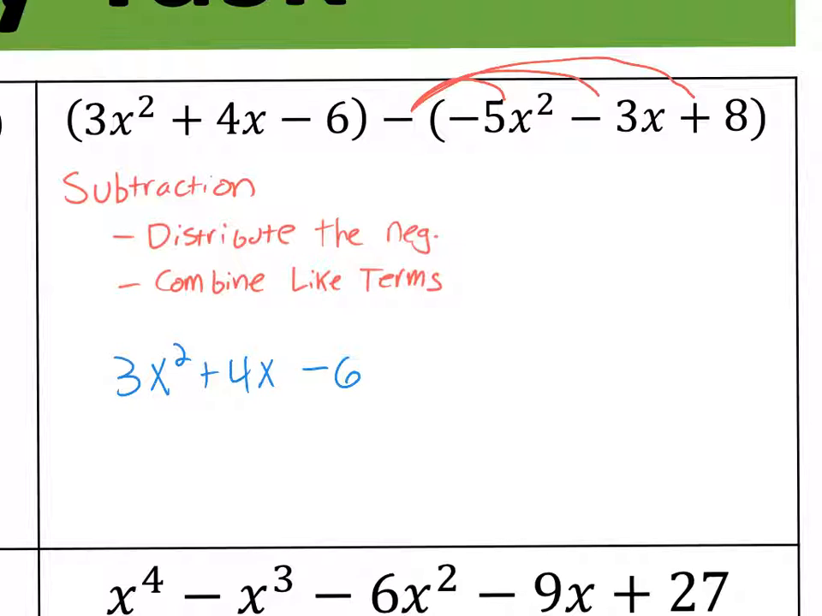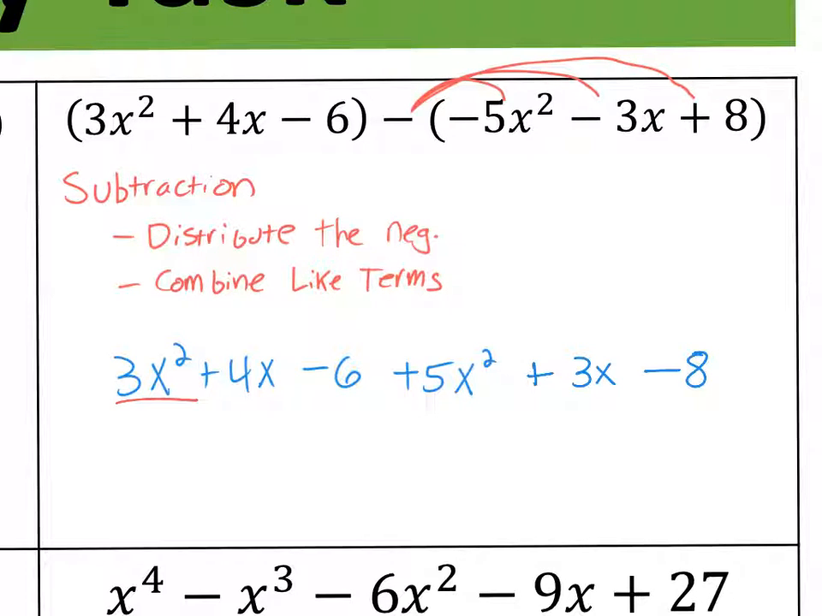So what was negative 5x, it changes the sign. So it's a positive 5x squared. It's a positive 3x because it's changing the sign, and a negative 8. All I'm doing is changing the sign. And now I get to combine like terms.